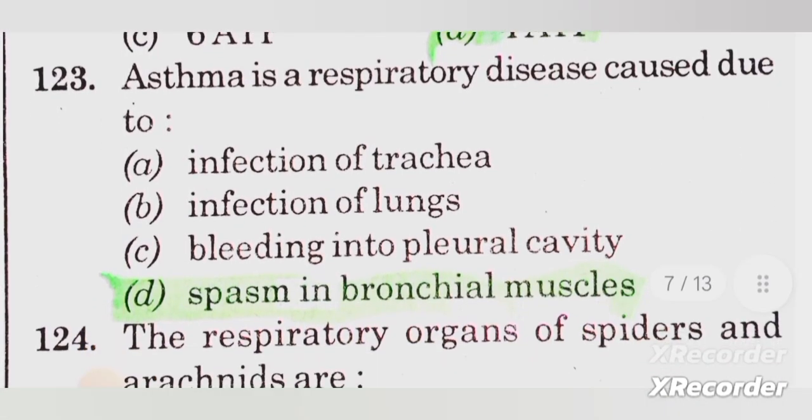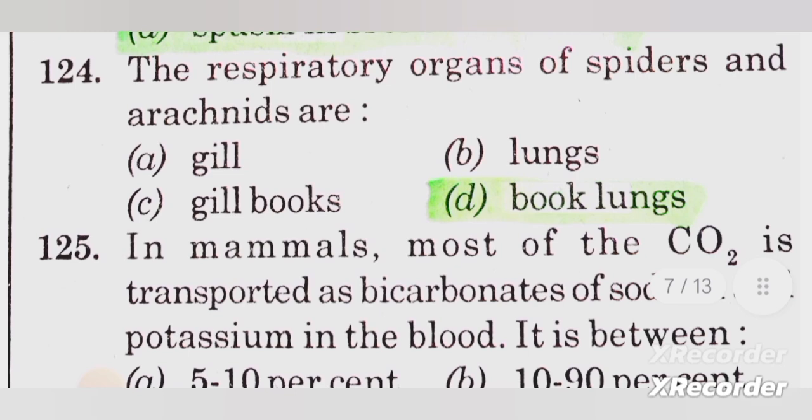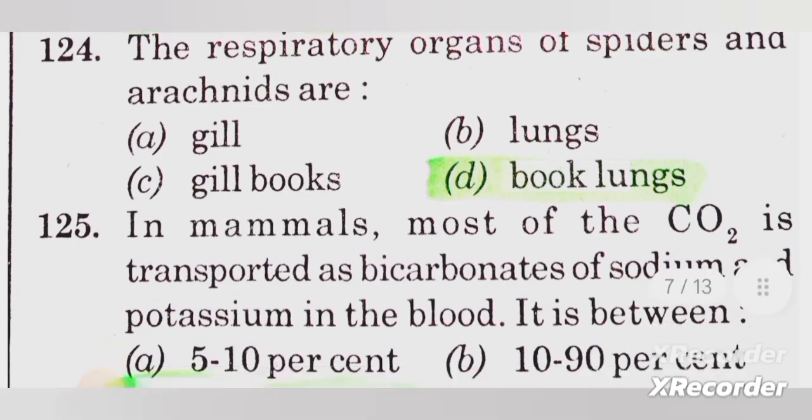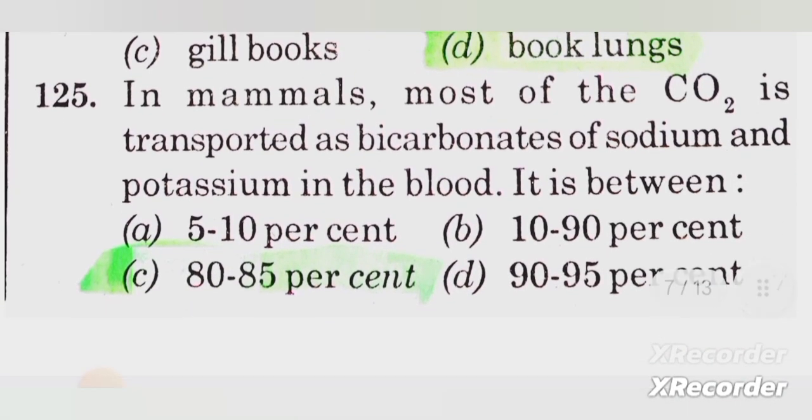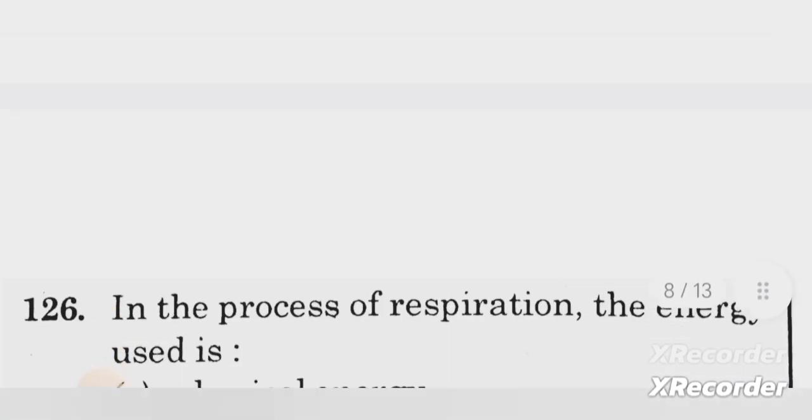Next, 123. Asthma is a respiratory disease caused due to answer D. Spasm in bronchial muscles. 124. The respiratory organs of spiders and arachnids are answer D. Book lungs. Next, 125. In mammals, most of the CO2 is transported as bicarbonates of sodium and potassium in the blood. It is between answer C. 80 to 85%.